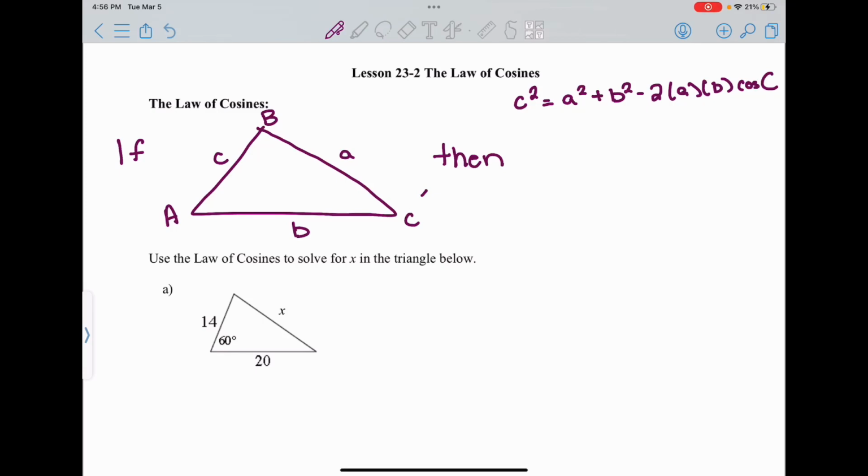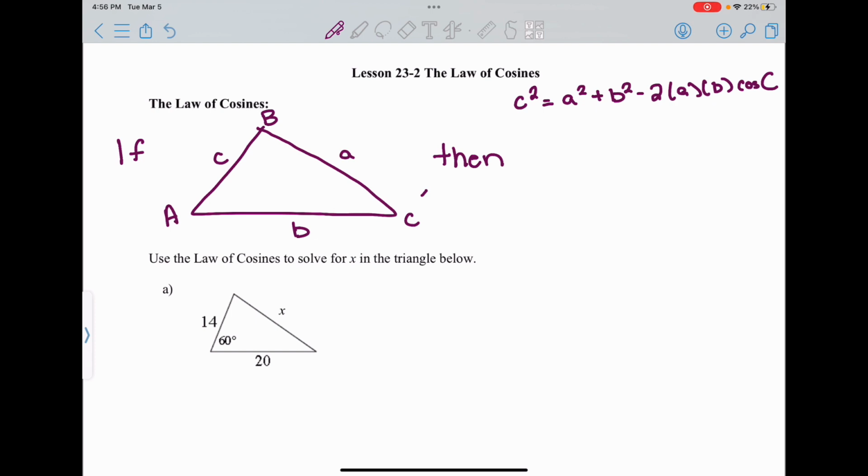Hello everyone, and welcome to this video going over lesson 23.2, the law of cosines. In the last video, we talked about the law of sines, which is a method for finding missing sides and angles of non-right triangles. But in order to use the law of sines, we need to have a complete opposite side and opposite angle pair. If we don't have that, then our backup option is the law of cosines.